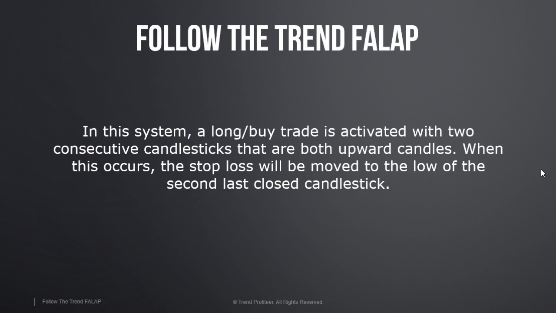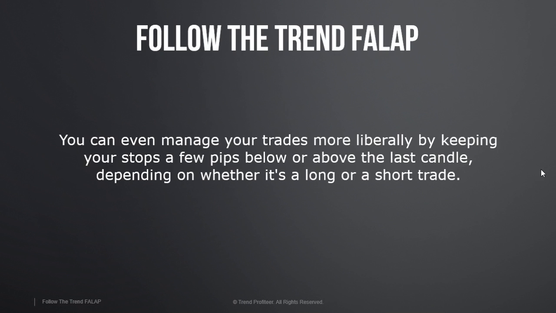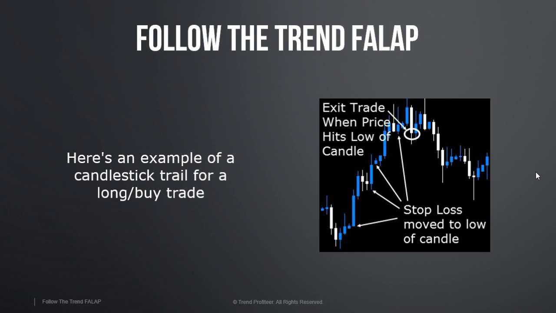So in this case, when this occurs, the stop loss will be moved to the low of the second last closed candlestick for a buy trade. So let's have a look at an example in a moment. Conversely, for a short trade, after trailing is activated with 2 consecutive downward candlesticks, the stop loss will be moved to the high of the second last closed candle. You can even manage your trades more liberally by keeping your stops a few pips below or above the last candle, depending on whether it's a long or a short trade.